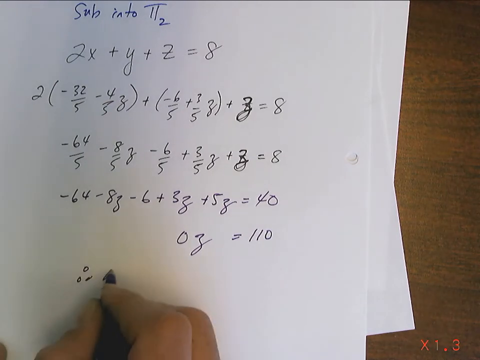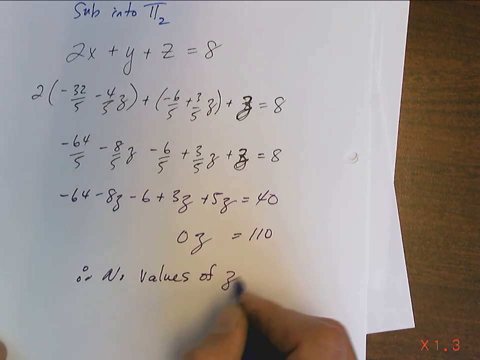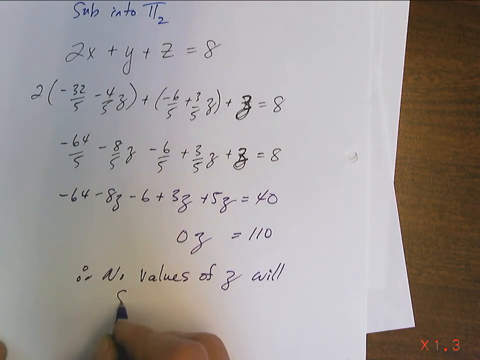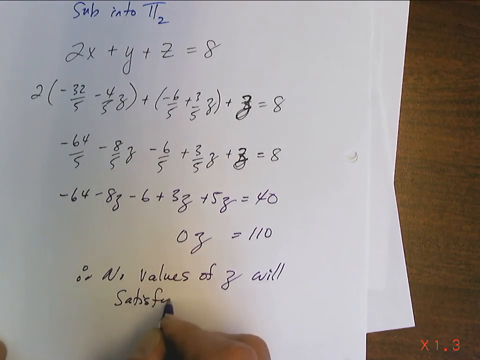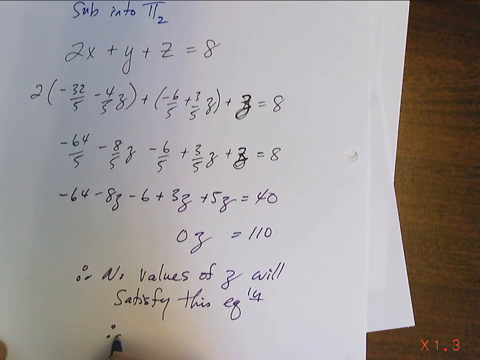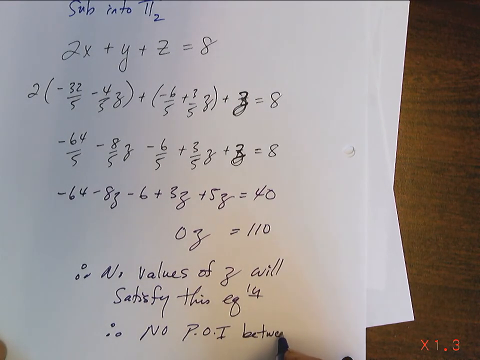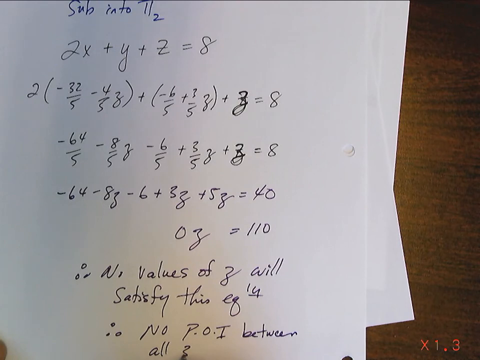Therefore, no values of z will satisfy this equation. Therefore, no points of intersection between all 3 planes. And it looks like this.